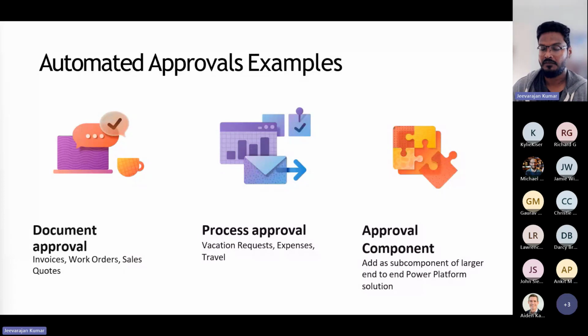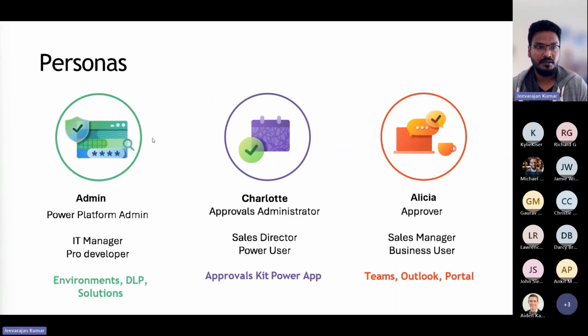So in the example that we're going to see today, you'll see how this approval connector will be added as another action in Power Automate, and then we will be consuming it. Without further ado, before going to the demo, I just want to show you what we're going to see today. So let's consider three different personas.